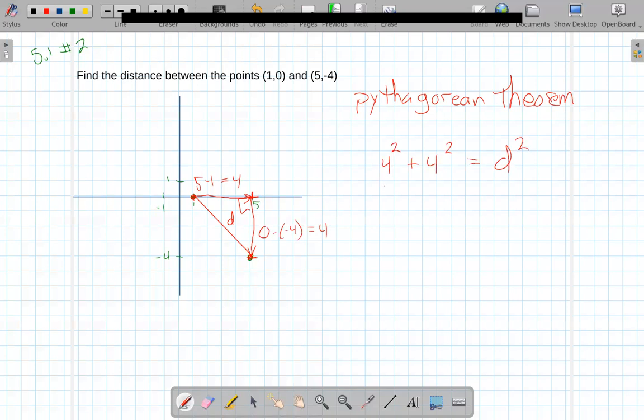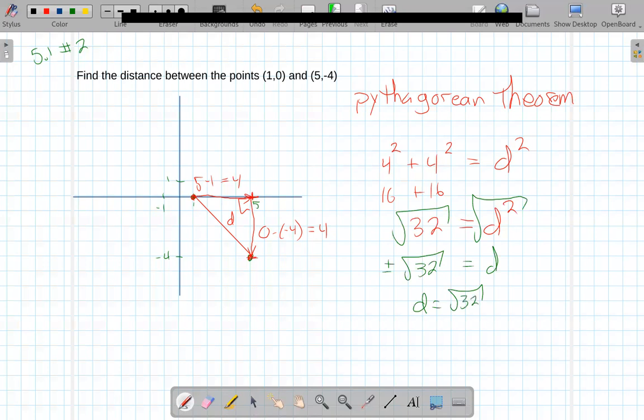So 4 squared is 16, plus 4 squared is another 16. Altogether, that's 32 is my distance squared. So to get my distance, I just take the square root. So now I can say that D is the square root of 32. Now, technically, it's supposed to be plus or minus, but this is a distance, and we usually say distances are positive numbers, right? So I'm going to just say D is just the square root of 32. I don't need the -1.